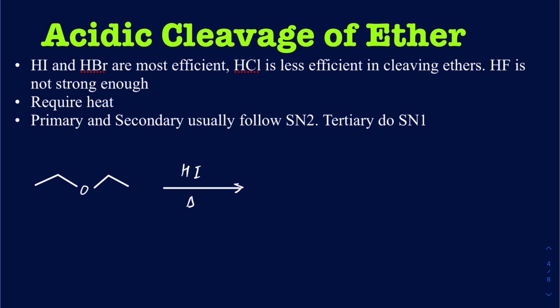Hello everyone, in this video I'm going to be talking about how ethers react with binary acids such as HI, HBr, and HCl. Out of those three, HI and HBr are the most efficient because they are more acidic than HCl. HCl is less efficient, and HF, another binary acid but not a strong acid, is not strong enough to react with ethers. They do require heat, and primary and secondary ethers usually follow an SN2 mechanism, while a tertiary ether will follow an SN1 mechanism, and I'll show you some examples.